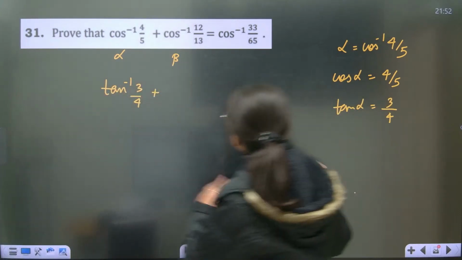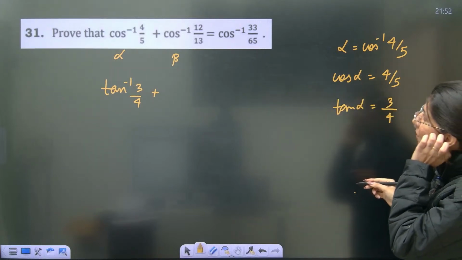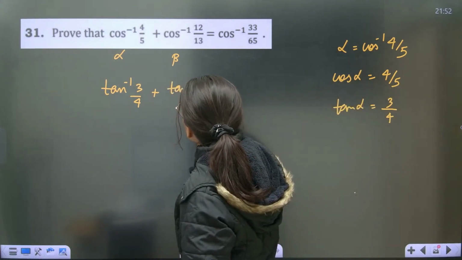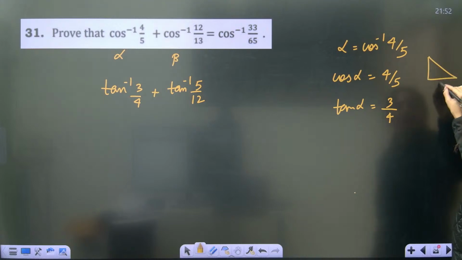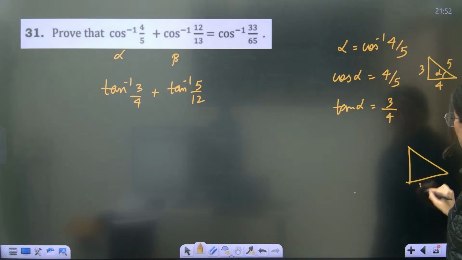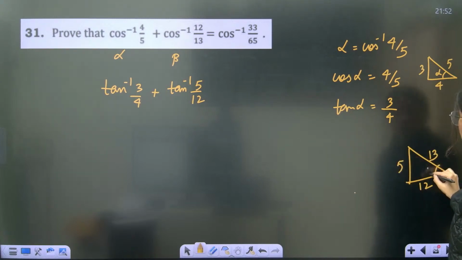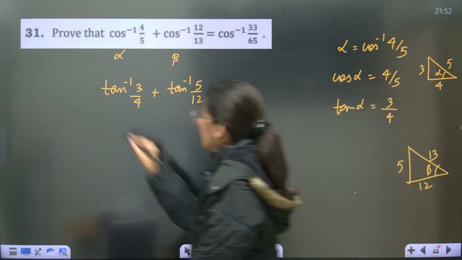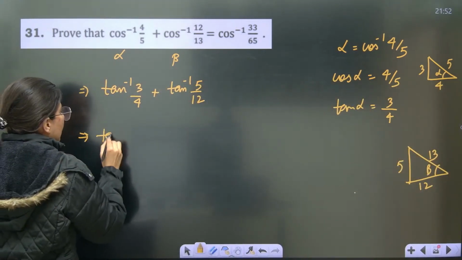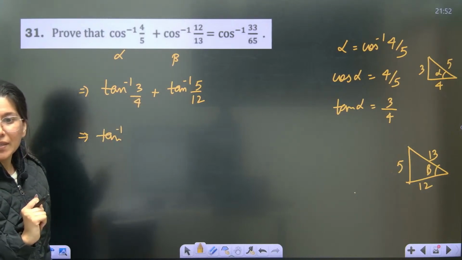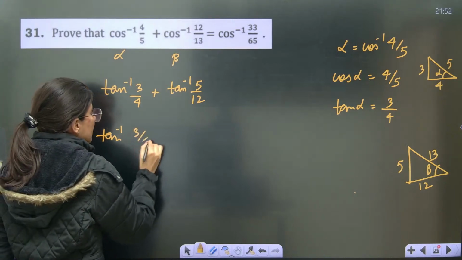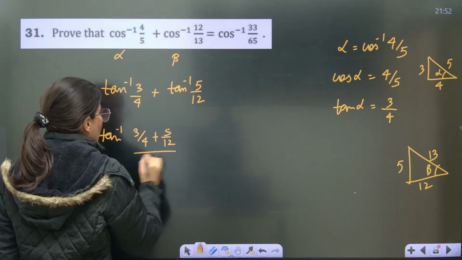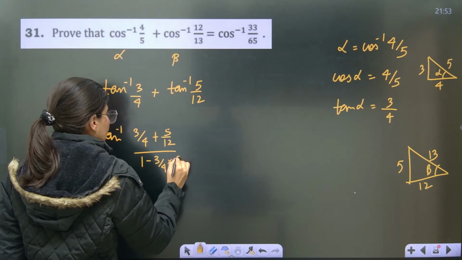Plus, same with beta: this is going to become tan inverse 5/12. Because over here 4, 5 is alpha and this is 3, and in beta this is 12, 13 and this is 5, a Pythagorean triplet. So tan beta is 5/12. Now let's apply the formula: tan inverse A plus tan inverse B is equal to tan inverse of (A plus B) upon (1 minus AB).